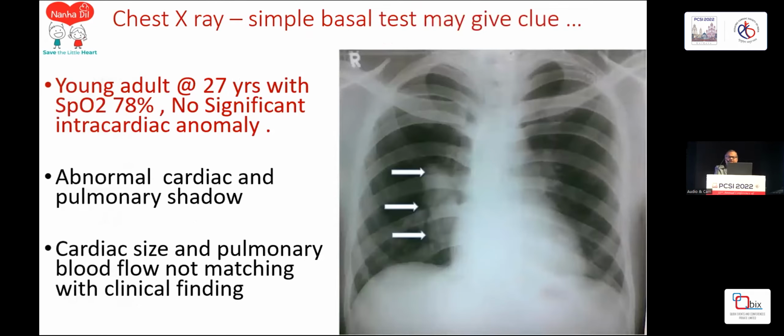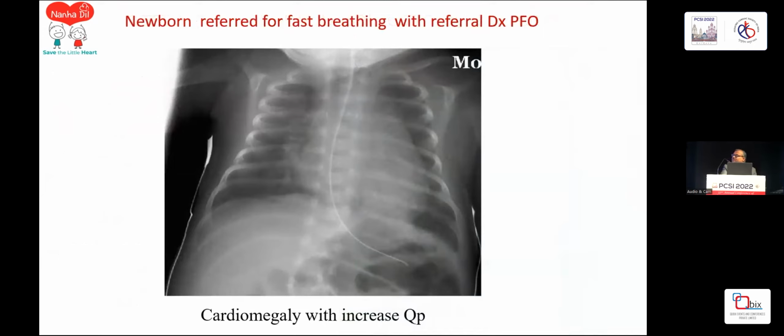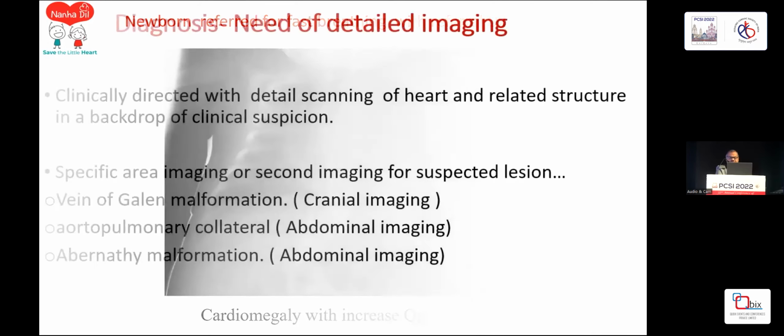This is one of those examples where a young adult, 27 years old, presented with cyanosis, no significant intracardiac abnormality in terms of auscultatory finding, but there was an X-ray shadow in the right parahilar region which was abnormal, and these things were not matching. I'll come back with another example, a baby who presented with features of heart failure or significant distress, but was referred with a diagnosis of PFO. So this cardiomegaly with a little bit of increased vasculature was not matching. The abnormal X-ray was not matching with the clinical diagnosis or clinical finding.